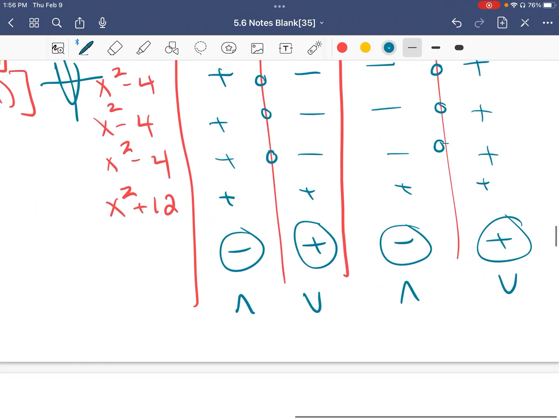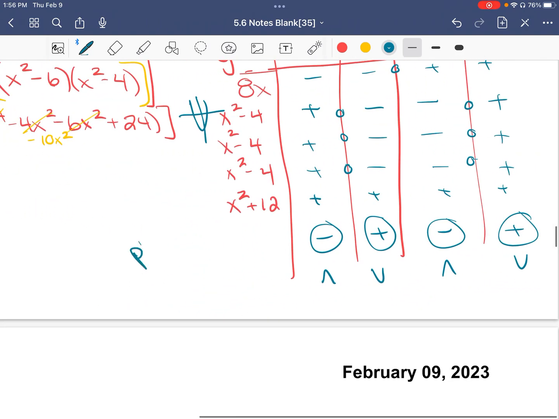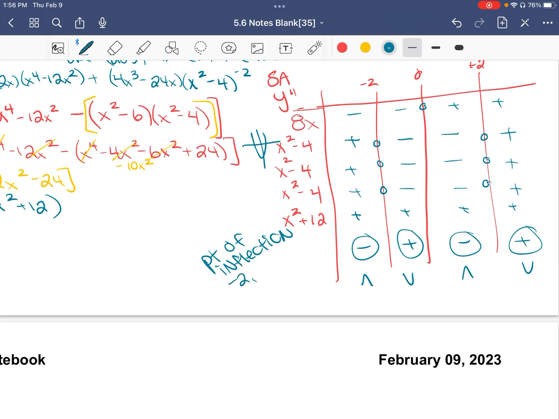We have points of inflection at, what is that, -2 and 2. And we are concave up, sorry, I'm squishing this in, from -2 to 0, and from 2 to positive infinity. And then we are concave down from -infinity to -2, and from 0 to 2. Whew, okay, so what does that actually look like?